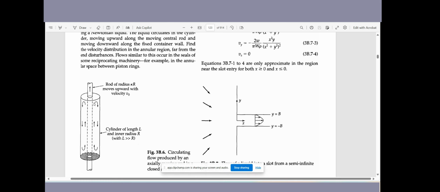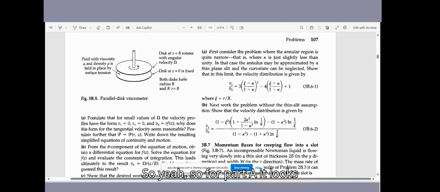The air on this wall has velocity v0, and the air on this wall is just 0. So for part A, it looks like we have to find vz over v0, so we're going to have to do some non-dimensionalization. It gives us epsilon equals little r over big R, so we're going to have to change the boundary conditions for that as well.